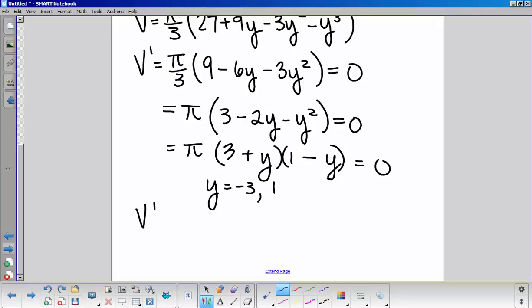Okay, then I need to do a v prime line to find a max or a min. So I'm going to put a negative 3 here and a 1. This is what kind of parabola? Upside down, right? 0 and a 0. This is negative and a positive and a negative. We want a maximum volume, right? Well, there it is. There's the max.